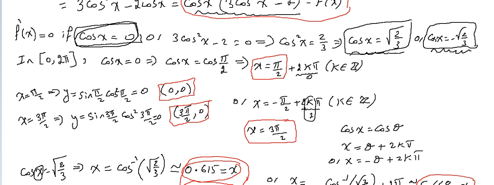What else? What? This is wrong here. This is wrong. It's not 0, 0, right? X, we found it as pi over 2.